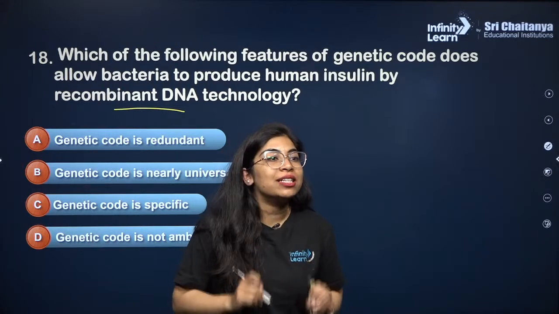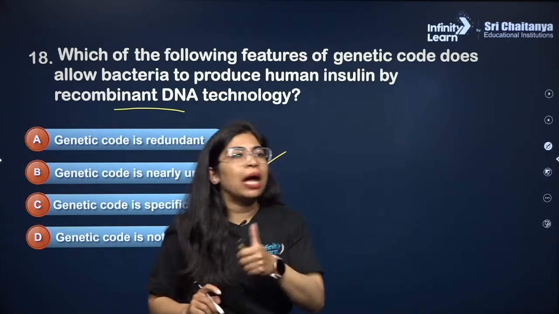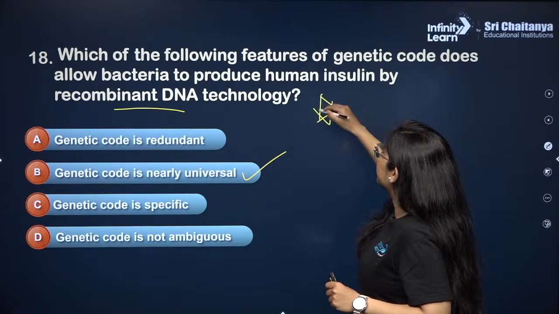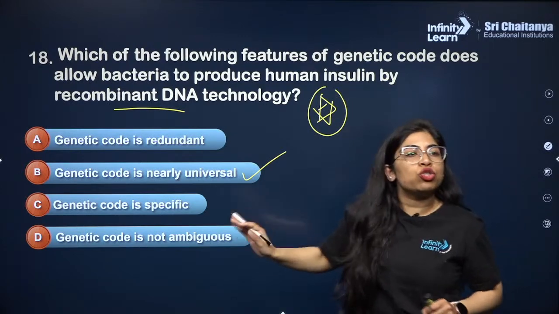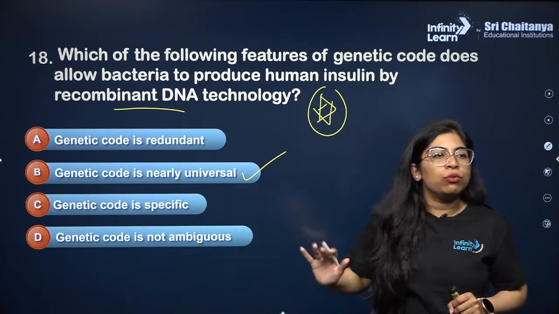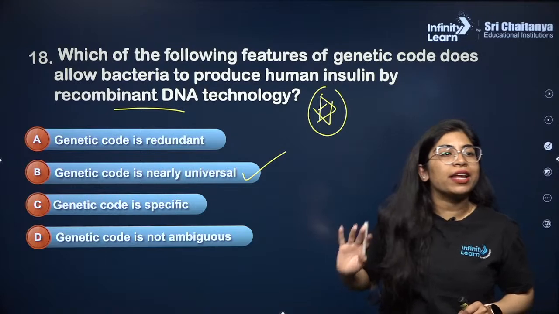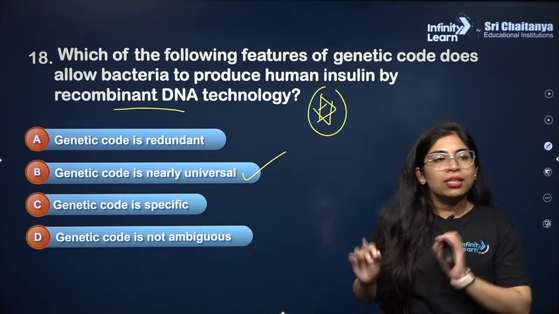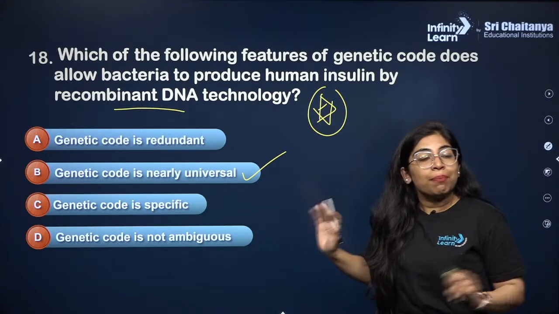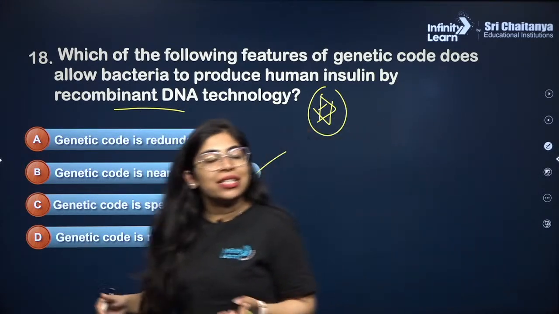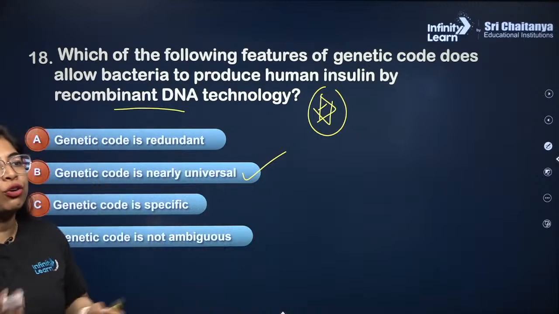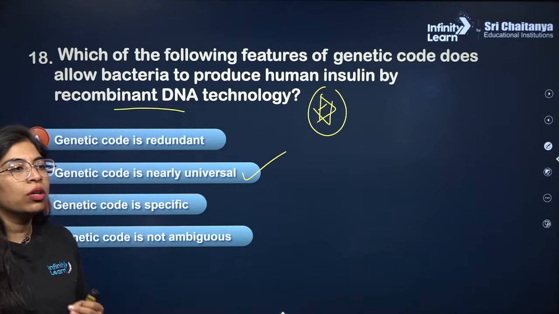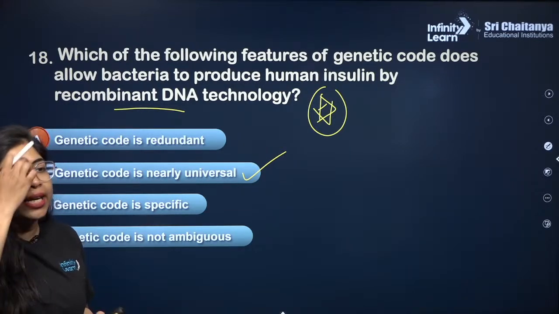code is universal. All of you, I want a thumbs up here if this is clear to all of you. Very important question. I'm starring it here. Most of the students do it wrong, everyone. Because the code is same, it is universal, whether I'm talking about a bacteria or a human being. So we can use the insulin which is derived from bacteria also through the use of recombinant DNA technology.